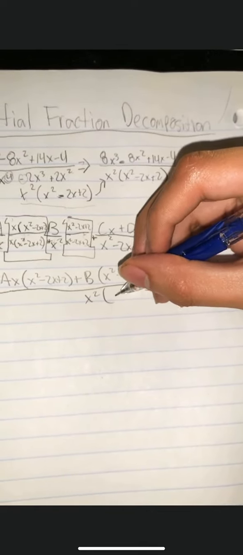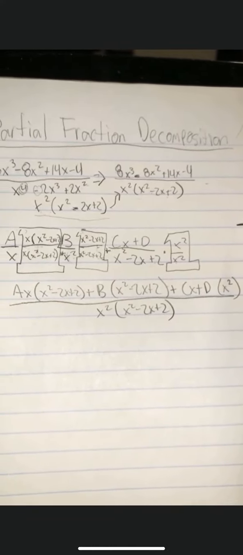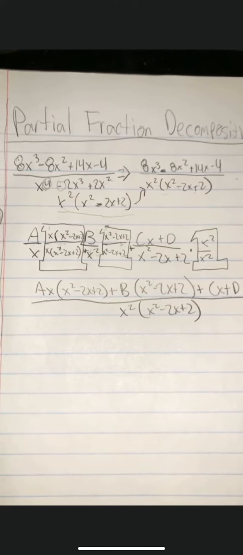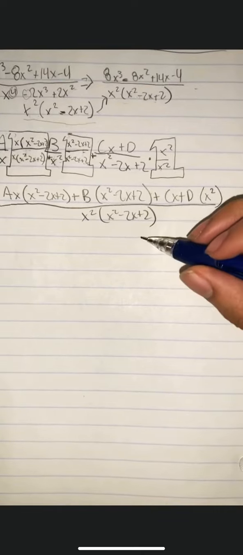x squared times x squared minus 2x plus 2. So, yeah, that's what we have right now. Okay, so now that we have this whole thing, this massive numerator, we can simplify it.